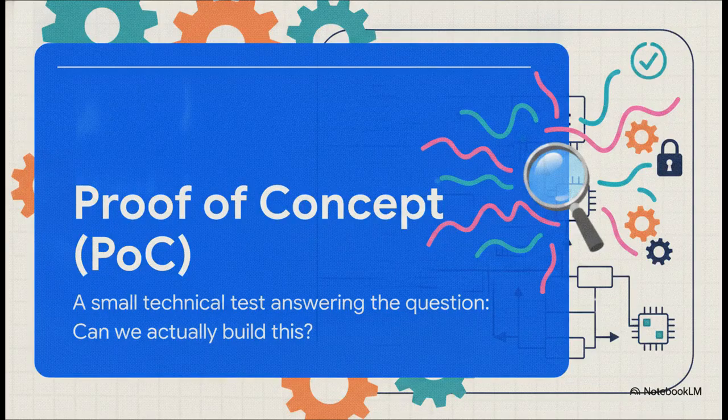First up is the proof of concept, or PoC. A PoC is a very small, narrowly scoped technical test. It really answers one core question: can we actually build this? The absolutely crucial point here is that PoCs prove technical feasibility. They aren't for the public at all. They are targeted exclusively at internal teams, engineers, and stakeholders to prove that an algorithm works or that 2 really complex systems can actually integrate.